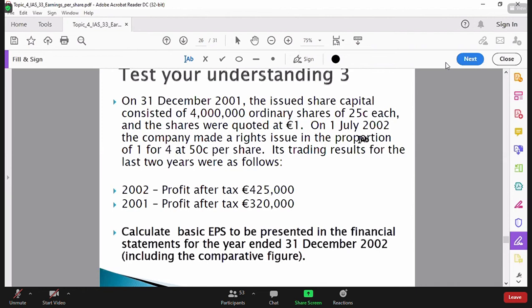So restated EPS for 2001, it is the profit after tax 320. You divide by the ordinary shares, the old ones, which is 4,000 before the right issue, and then multiply with the TERP, which is 0.9, divide with the market value, which is 1. So 320.